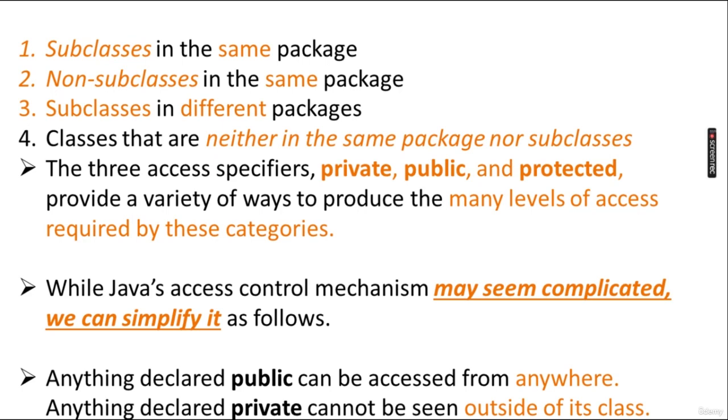The three access specifiers, private, public, and protected, provide a variety of ways to produce the many levels of access required by these categories. Private gives you what? Access to the same class, not outside the class. Public gives you what? Access throughout the project. Protected gives access to the directly inherited subclass, not to a class further down.